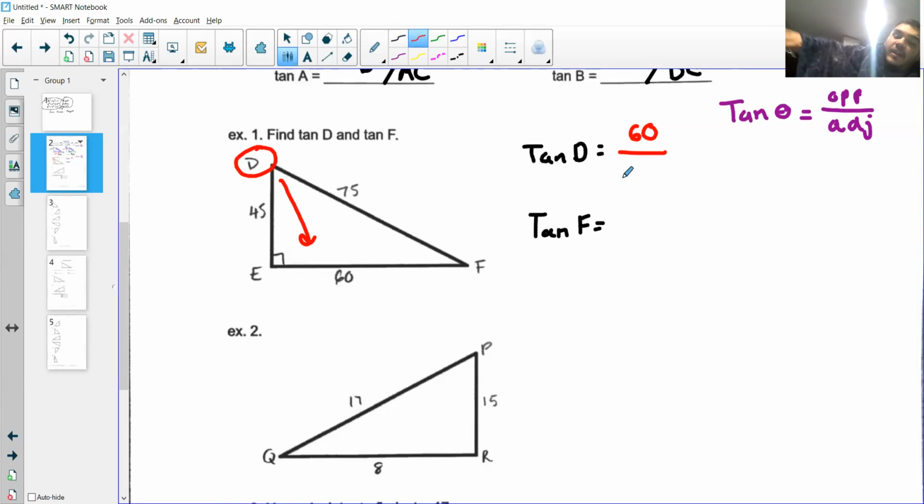What's right next to me in the room, like over here? Technically, I have two next to me, but remember, hypotenuse is its own thing every time. So over here, what's next to me is the 45. So we have a ratio, 60 over 45. You can simplify that by taking 15 out from top and bottom, and you're left with 4 over 3. So what does that mean? Your tan of D is 4 over 3.